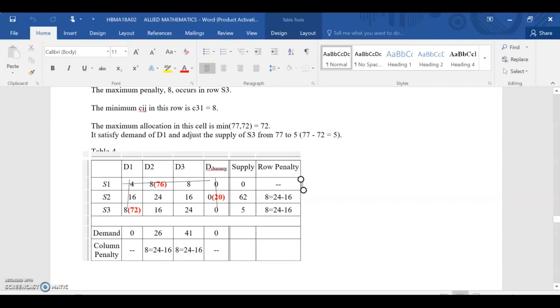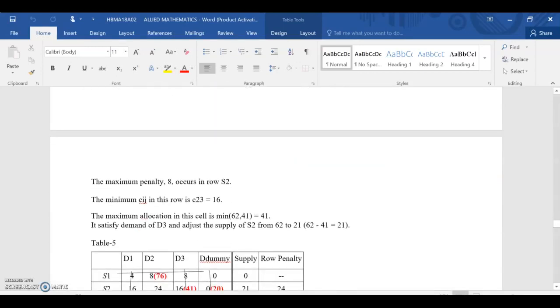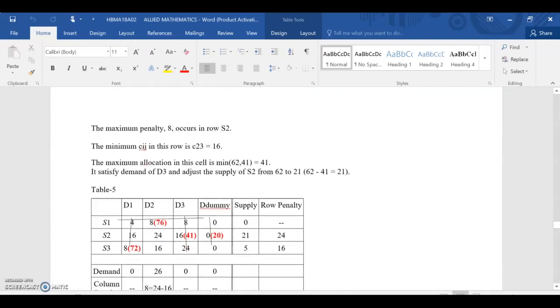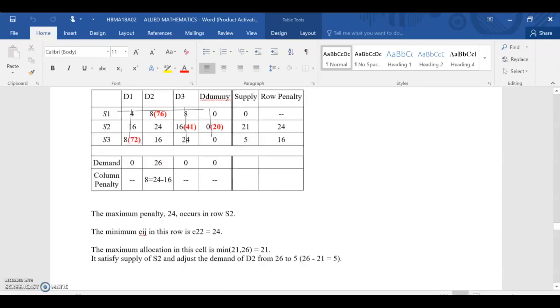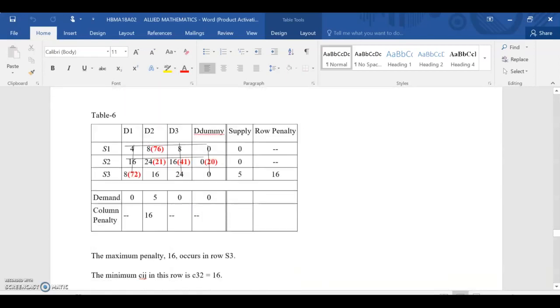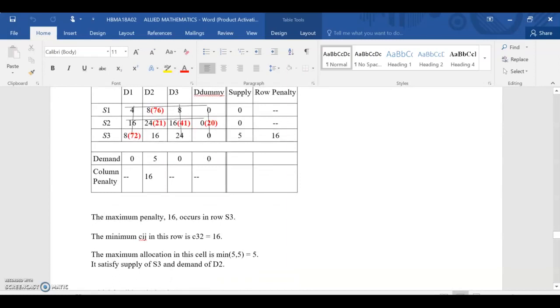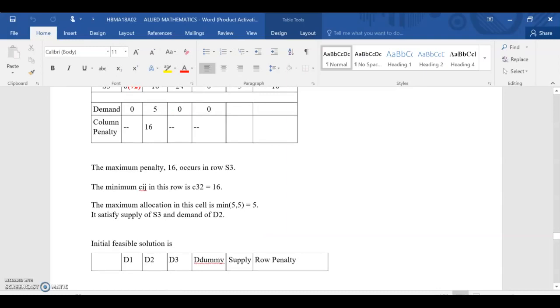The maximum allocation, where we are getting the maximum allocation, that allocation we have to give. And after subtracting, again when you are finding the row penalty for each, in the final step, the maximum penalty, finally 16 will be allocated with 5, so that it satisfies.